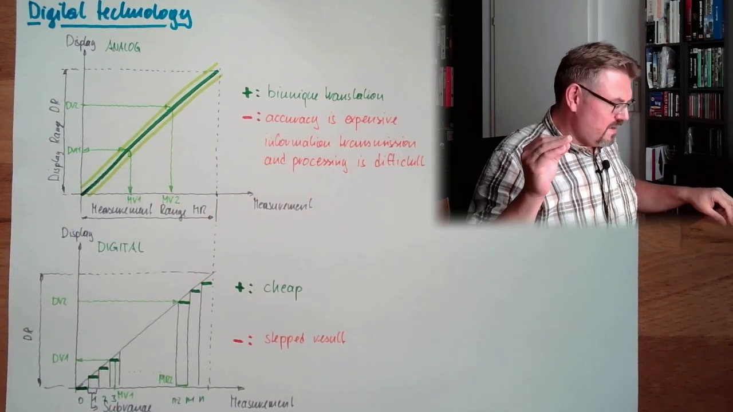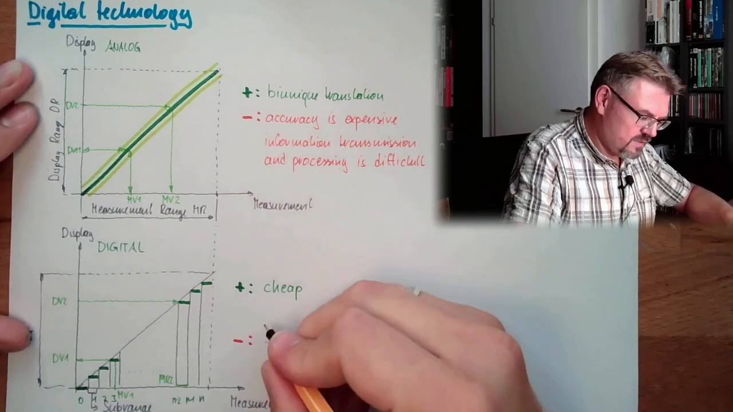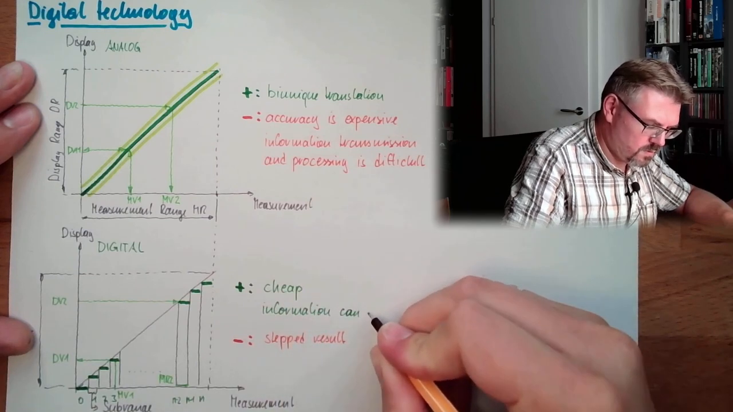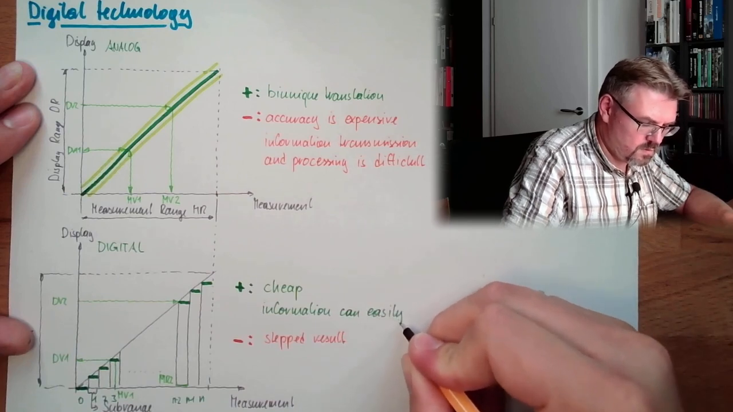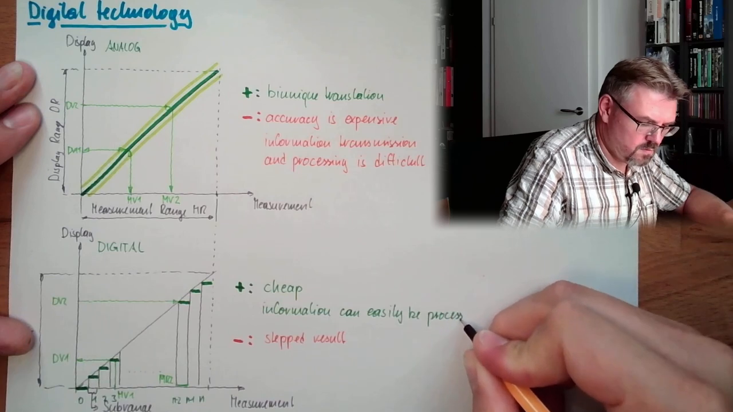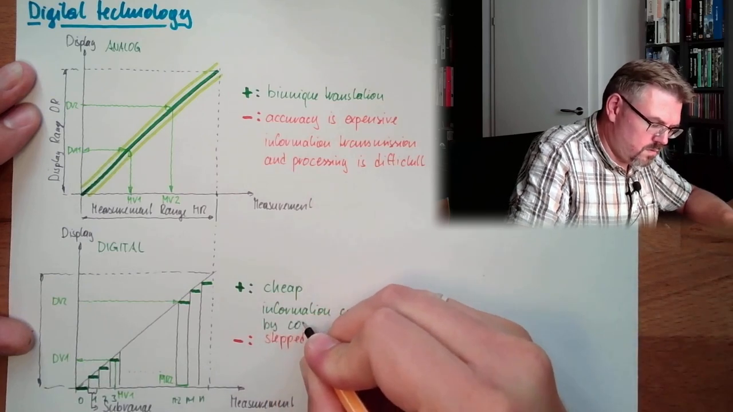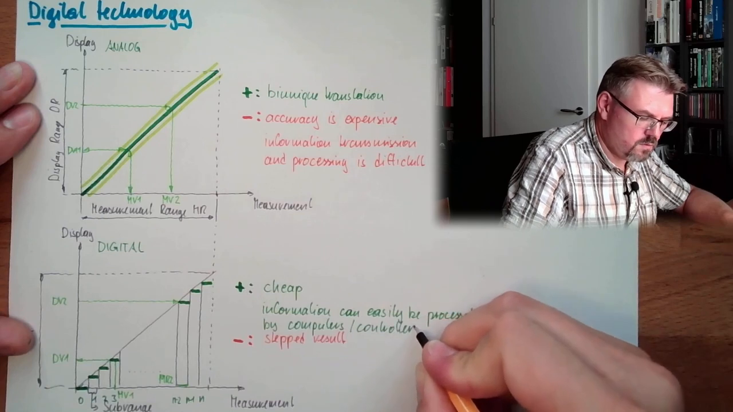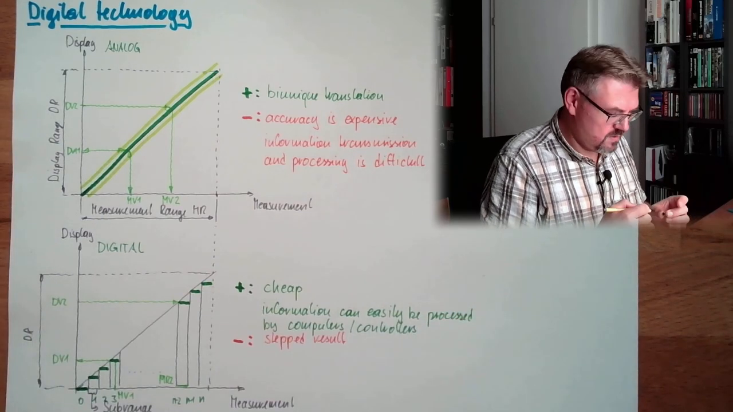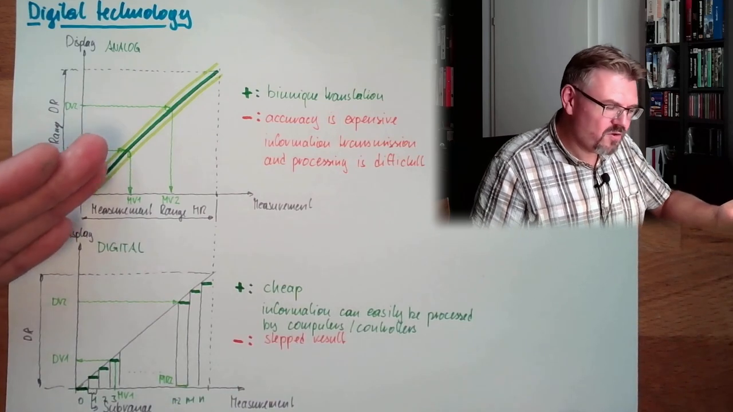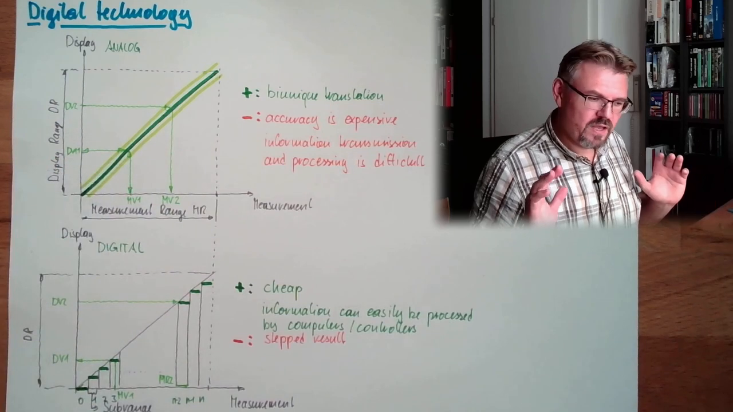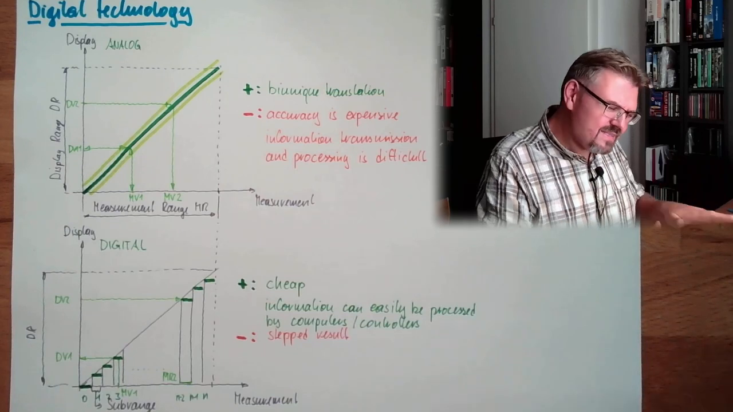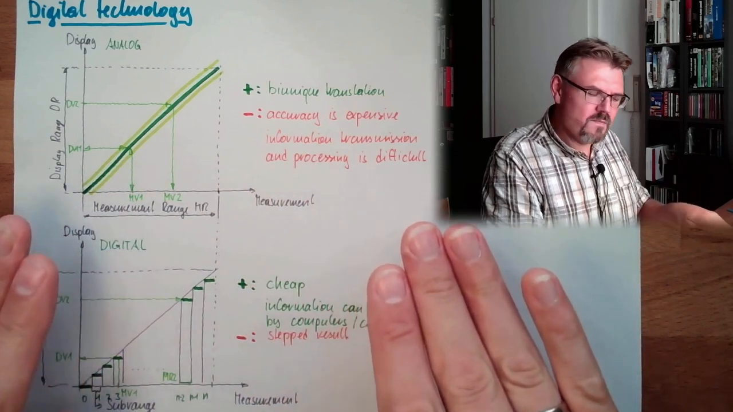So information can easily be accessed by computers, or controllers, digital controllers. That's a big advantage, because I can calculate with the value. Here, calculation with analog values, that's not that easy. I need special electronics, operational amplifiers. It works, but it's complicated. Here, this works.